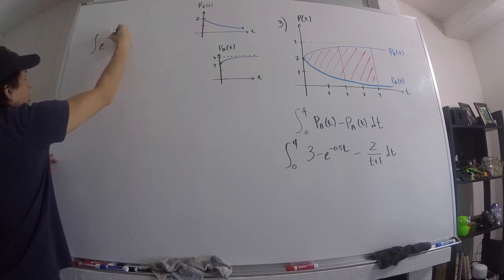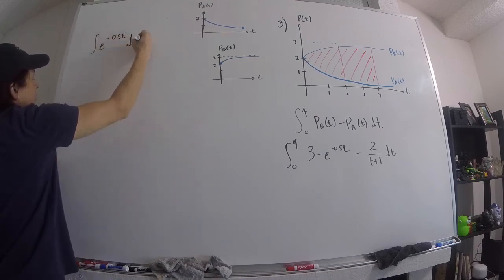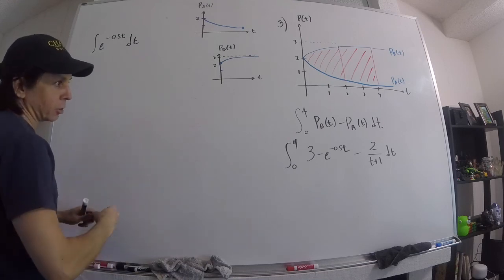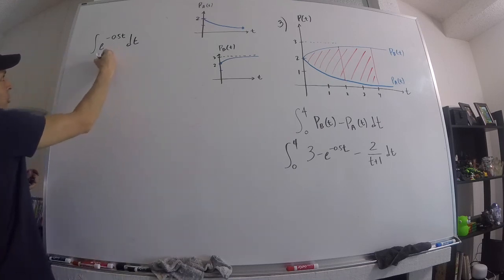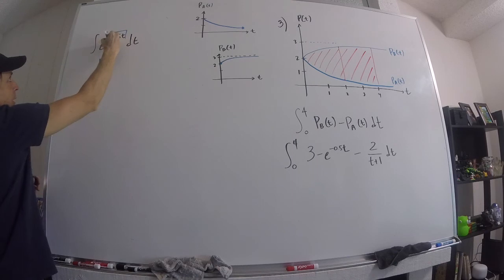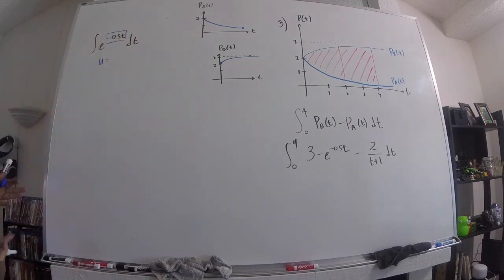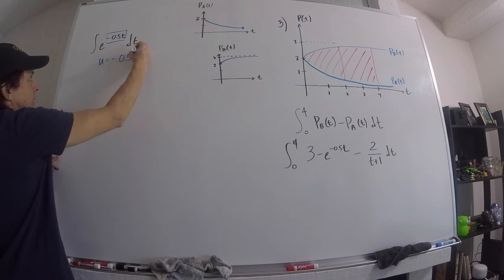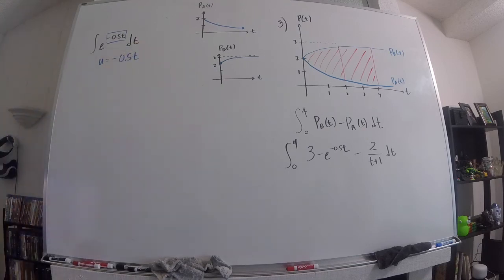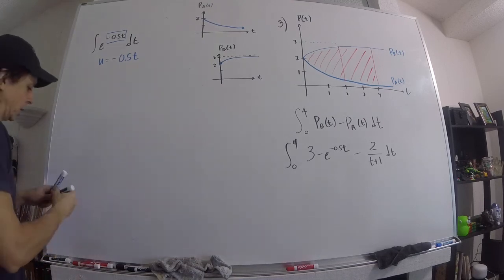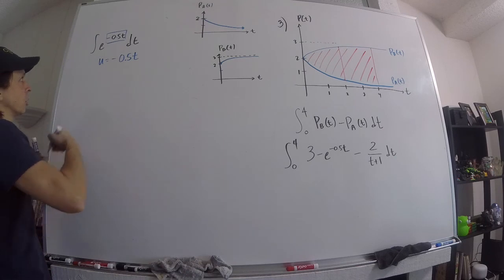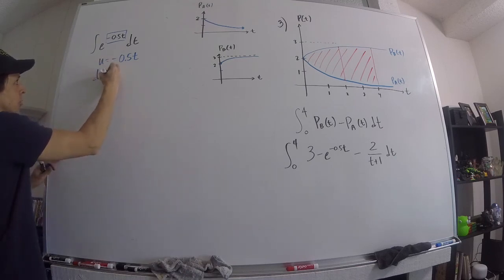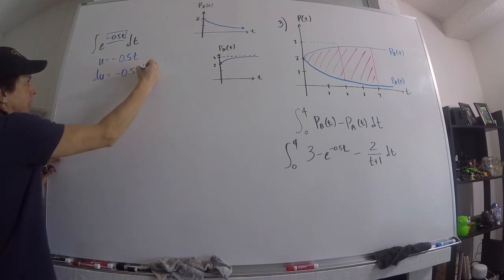This is just side work. I'm going to set u to be, again going back to substitution, you can't really deal with anything other than e to a single variable. That's the only antiderivative that we really know. So I'm going to set u to be negative 0.5 t. Then I have to rewrite dt in terms of du, so I need to take the derivative of this. du is equal to negative 0.5 dt.